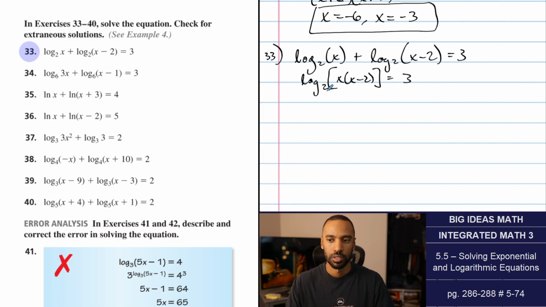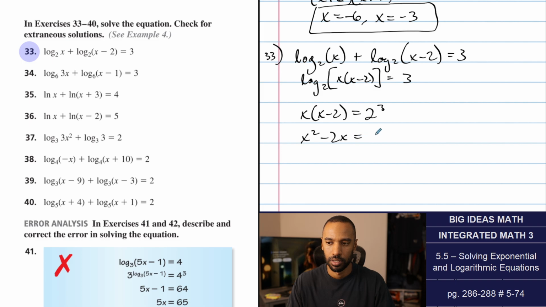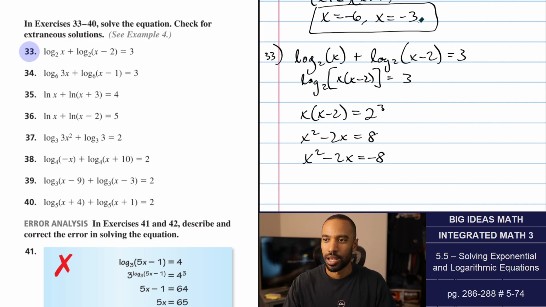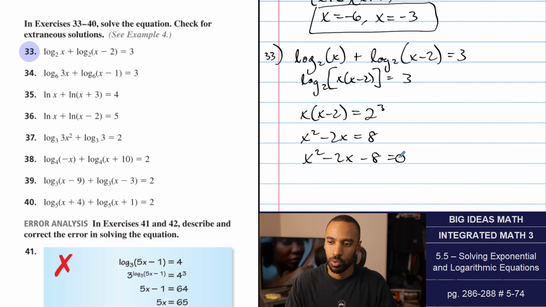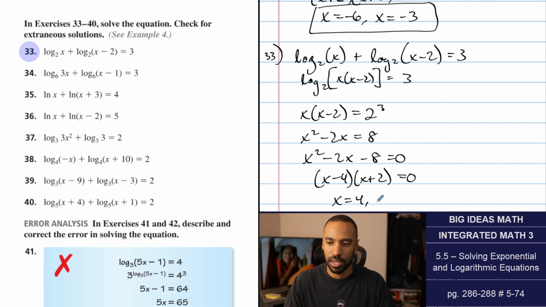Now I'm going to do 2 to the third power equals x times x minus 2. Like that. That's your work on that. Distribute. Subtract 8 from both sides. Minus 8 equals 0. And that looks factorable, which is good news for us. This is x minus 4 times x plus 2 equals 0. And now we get x equals 4 and negative 2.